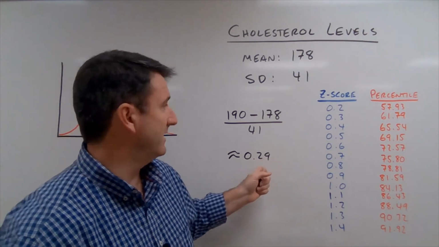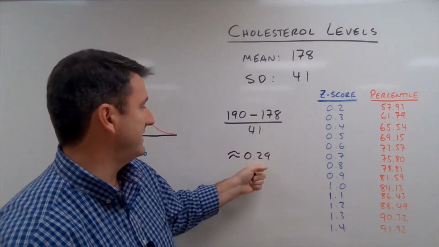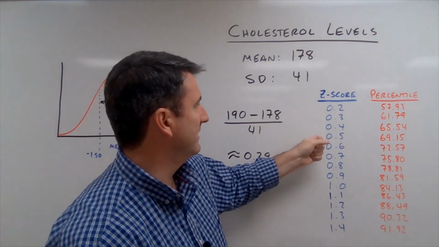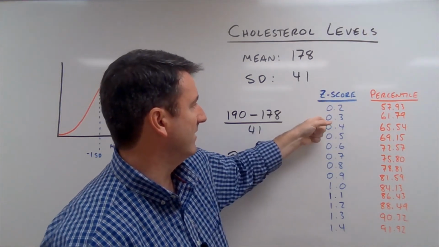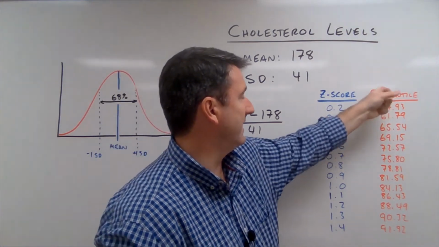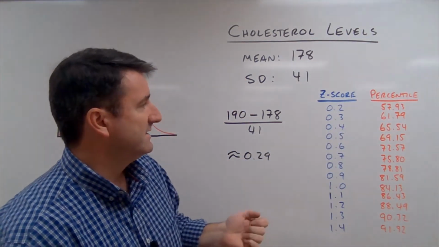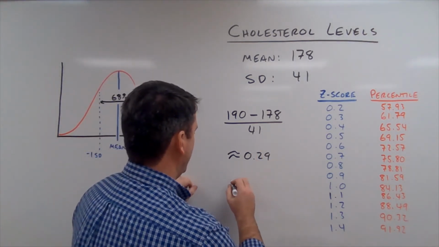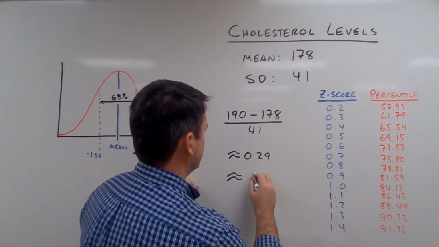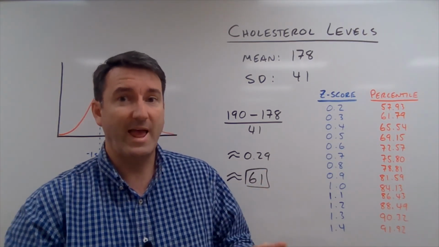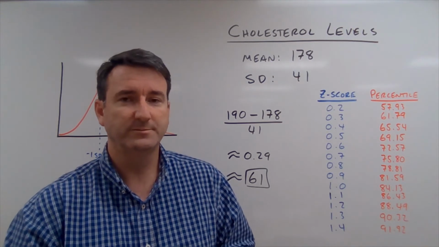So this is a positive standard score of 0.29. If we look over here, a z-score of positive 0.3 is going to give us a percentile of about 61.79. So 0.29 would be a percentile of about 61. So that would be the answer for part A of our example.